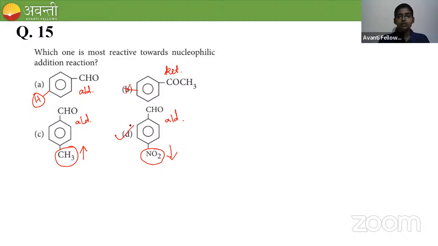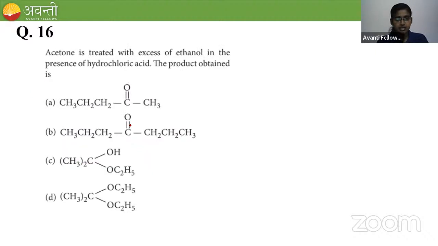And let's discuss one more question for today's class. This could be the last question for today's class. Try to find out. The question says: acetone is treated with excess of ethanol in presence of HCl, and the product obtained is. You just have to find the product on treatment of acetone with ethanol. What is the formula for acetone? CH3, C double bond O, CH3. This is acetone, right? It is treated with excess of ethanol.